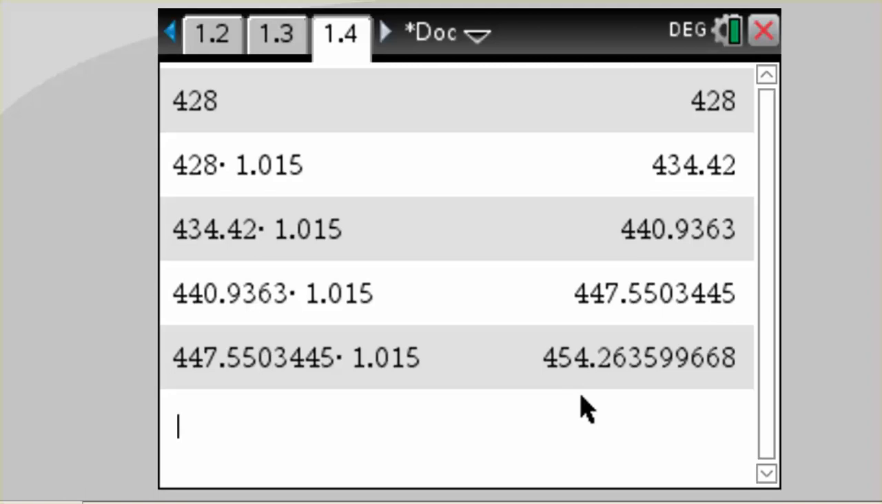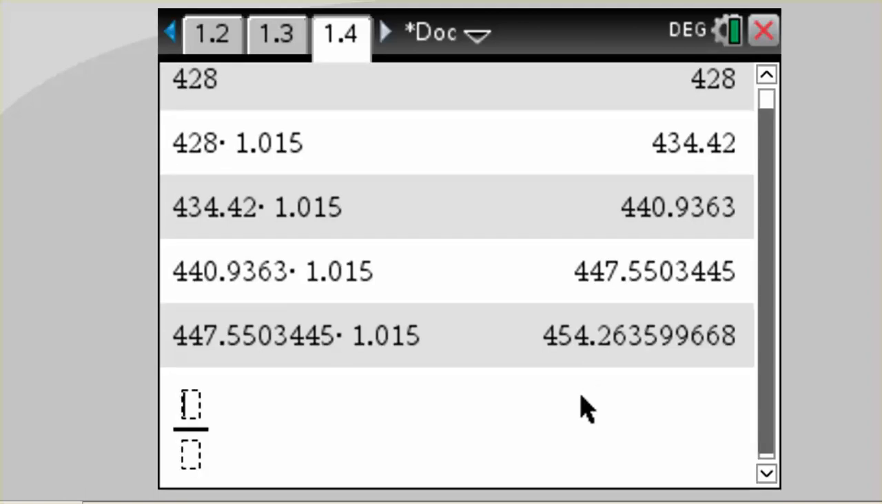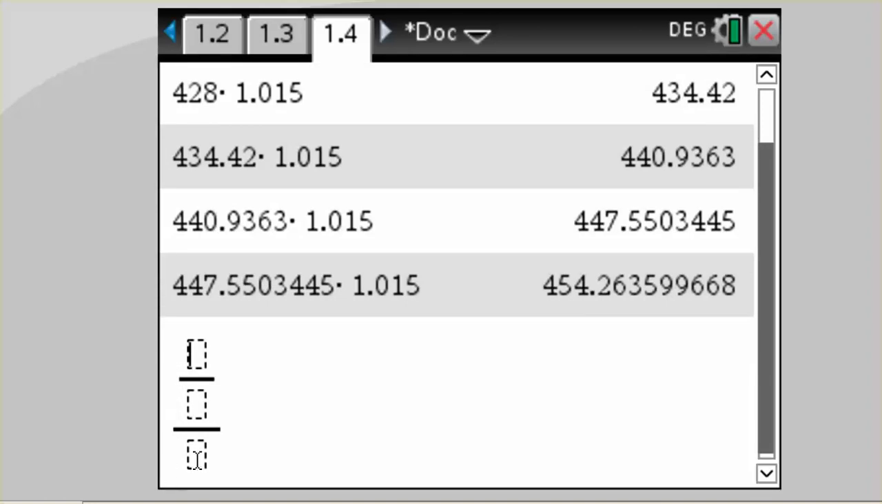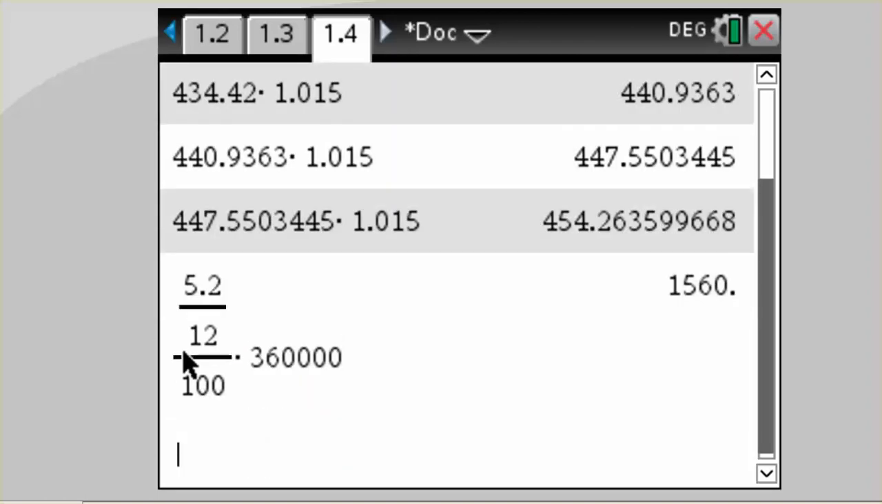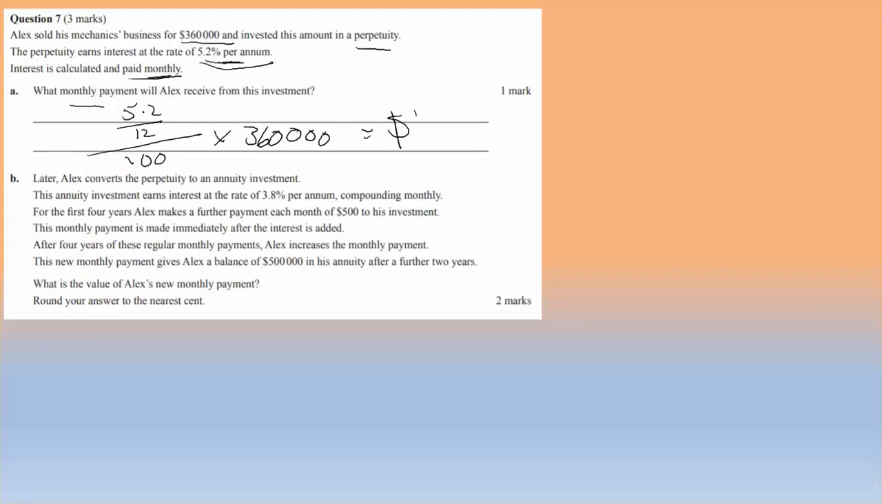So I press the fraction button, and I press the fraction button again while I'm in the numerator. If I put the fraction button while I'm in the denominator, it's not going to be right. So here I needed to put 5.2, which is the yearly rate, over 12 to make it a monthly. And because it's a percent, I want to put it out of 100. Right arrow, so we're out, times the amount, 360,000. Press enter, 1560. So 1560, okay, perpetuity.